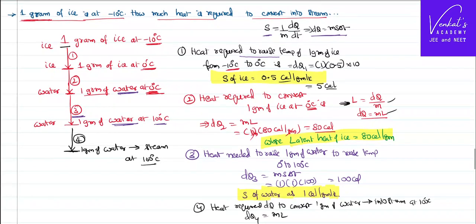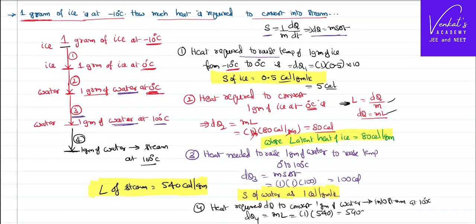Change of state is involved, therefore ml. Mass is 1 gram. Latent heat of water to steam is 540 calorie per gram. So here is one more fact that we need to remember. Latent heat of steam, that is water to steam, is 540 calorie per gram. So you need to know all these factors. Not only for this problem, this data is used in many problems. Therefore, these four things that I have highlighted in yellow have to be remembered. Be careful about it. Assuming that you know these things, this is 540 calories.